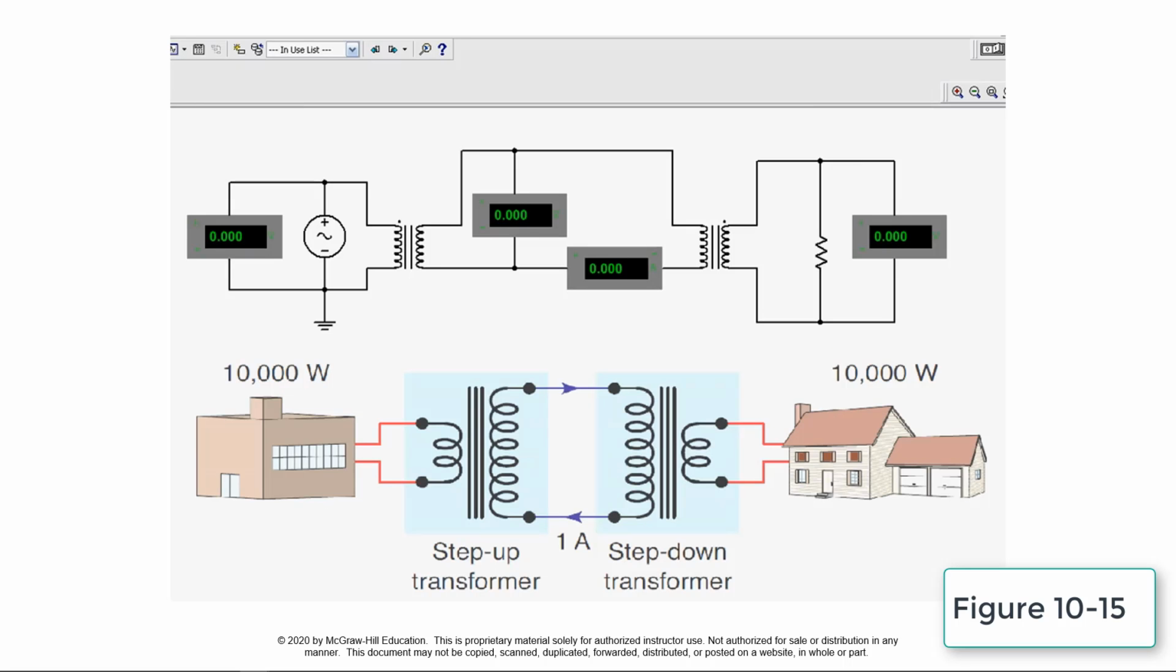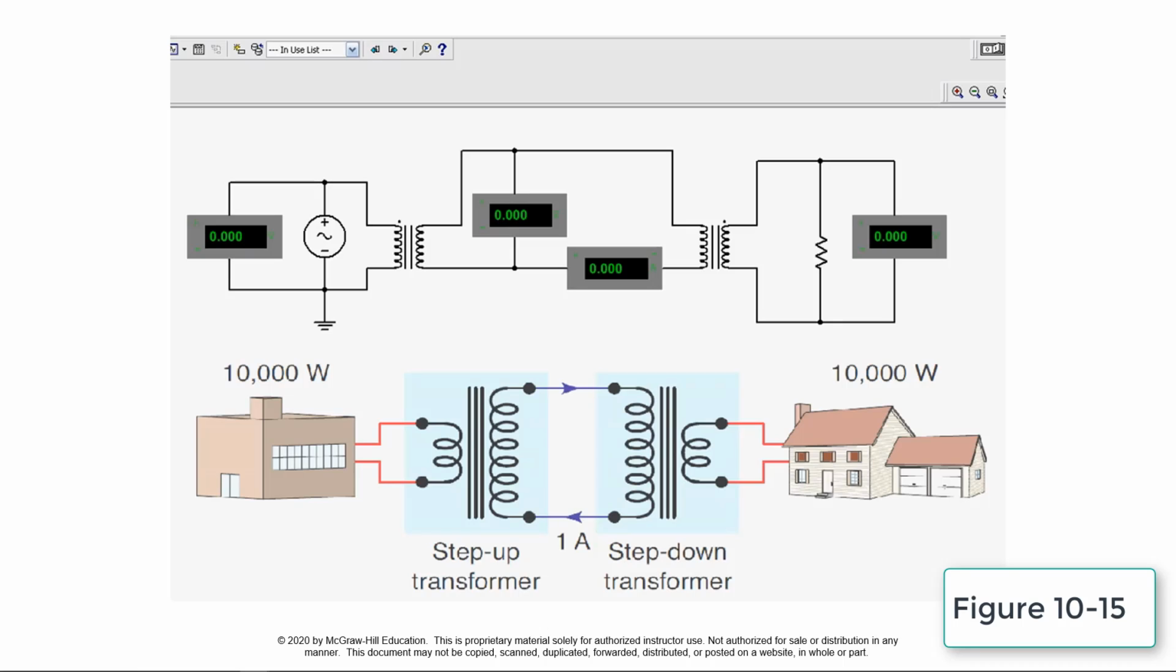This is a simulation of the transmission of electric power at a high voltage level. This circuit simulates the transmission of 10,000 watts of power at the 10,000 volt level. The voltage at the generating plant and consumer load are both 100 volts. The generating plant step-up transformer is used to raise the voltage to 10,000 volts for transmission purposes. The consumer step-down transformer is used to lower the voltage to 100 volts for consumer purposes.